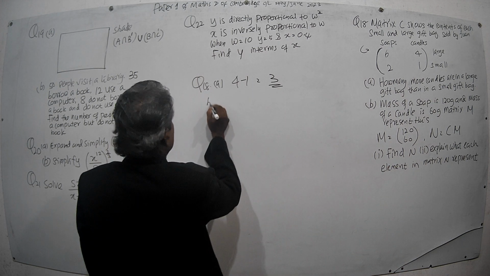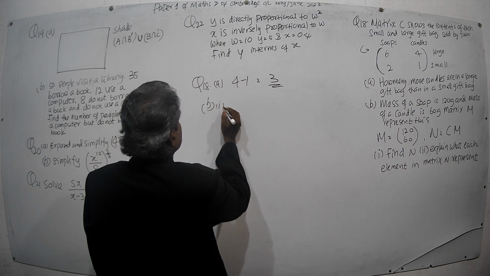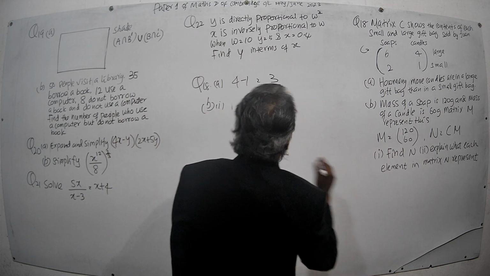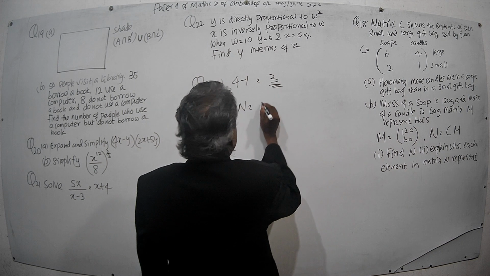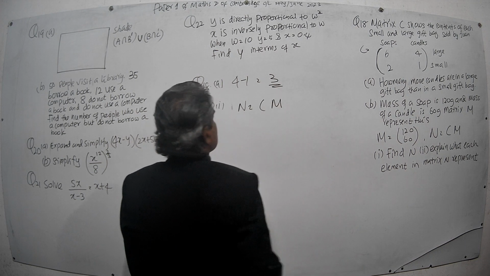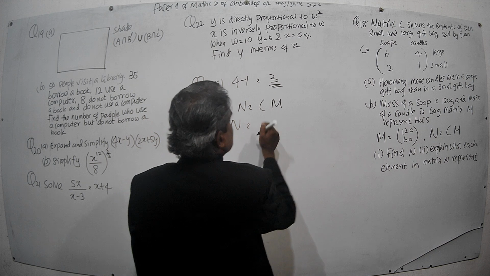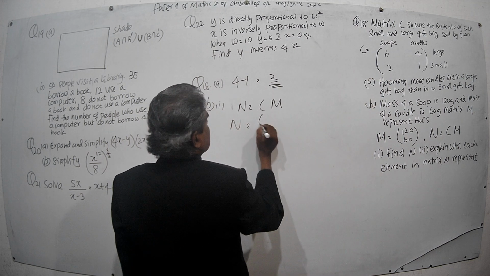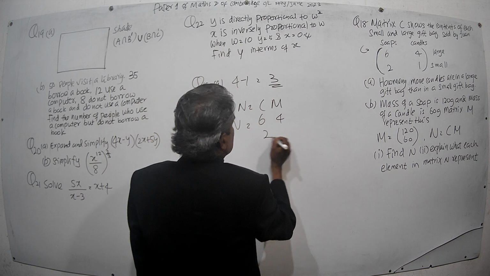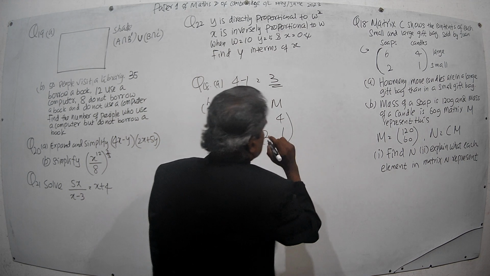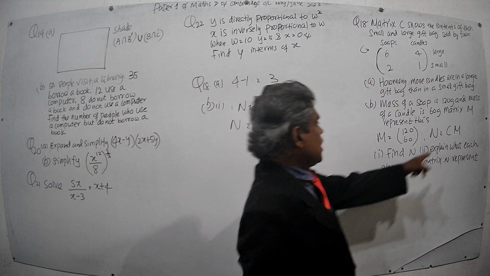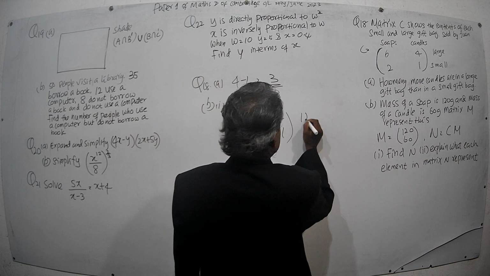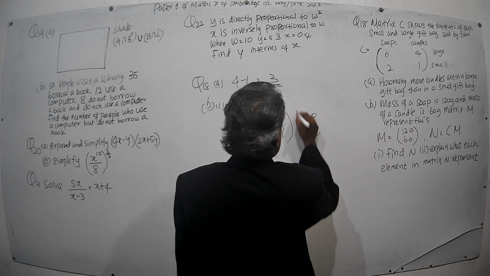B1. Find N. N means that N equals CM. Then matrix C is what? Write it here: 6, 4, 2, 1. Then matrix M is this one, 120 and 60.